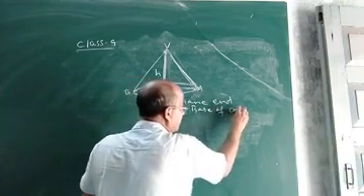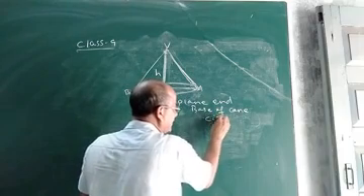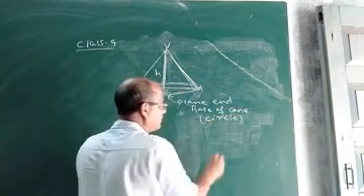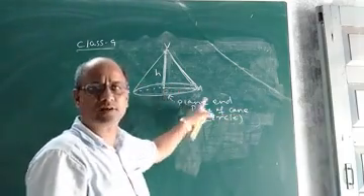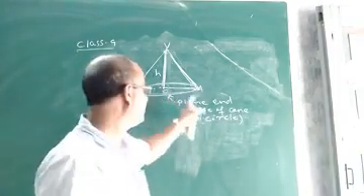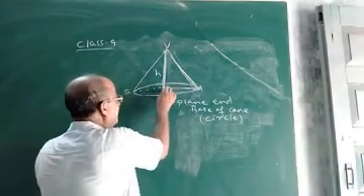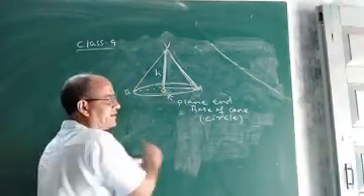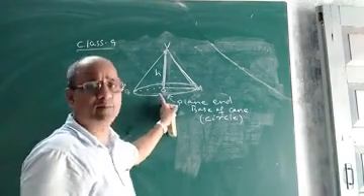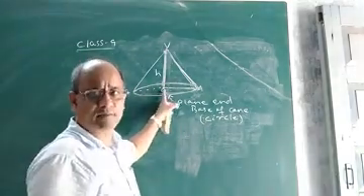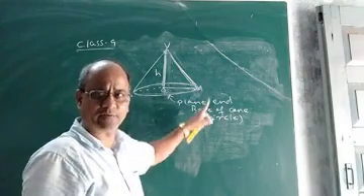The plane end or base of the cone is a what? A circle, which means it is circular. Now if it is circular, then it has a center. Suppose O is the center, so O is the center of the base of the cone, or the base of the plane end, whatever you say.